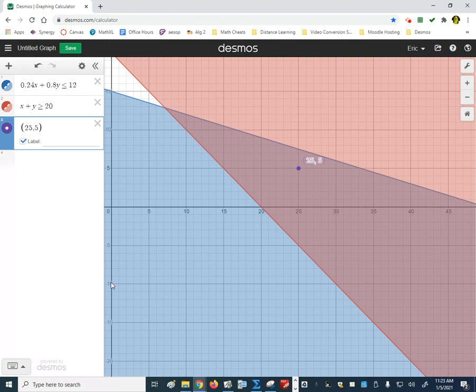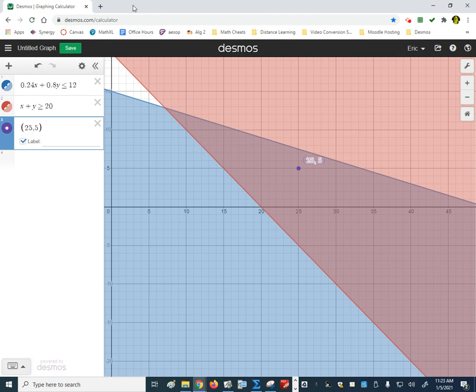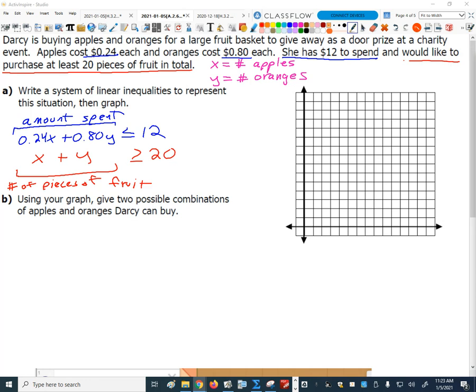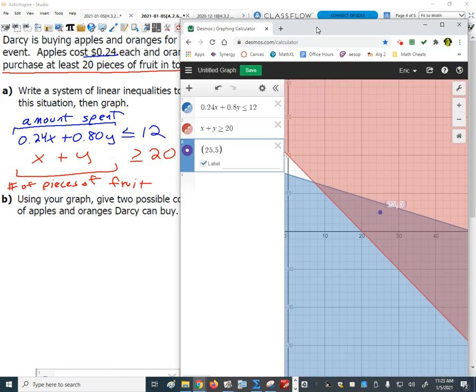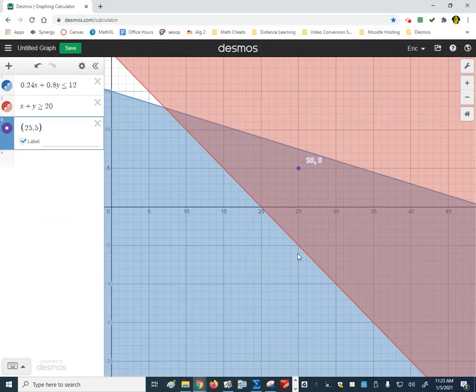Okay, what do you think, Jordan? What's the significance of that? The ordered pair 25, 5. That's a solution. What's that telling us? Yeah, 25 apples and 5 oranges would work, right? That would satisfy our criteria. Okay, what were the criteria again? Let's review this. She only has $12 to spend, so she could afford 25 apples and 5 oranges, and that's at least 20 total pieces. So yeah, that one works. Okay, good.